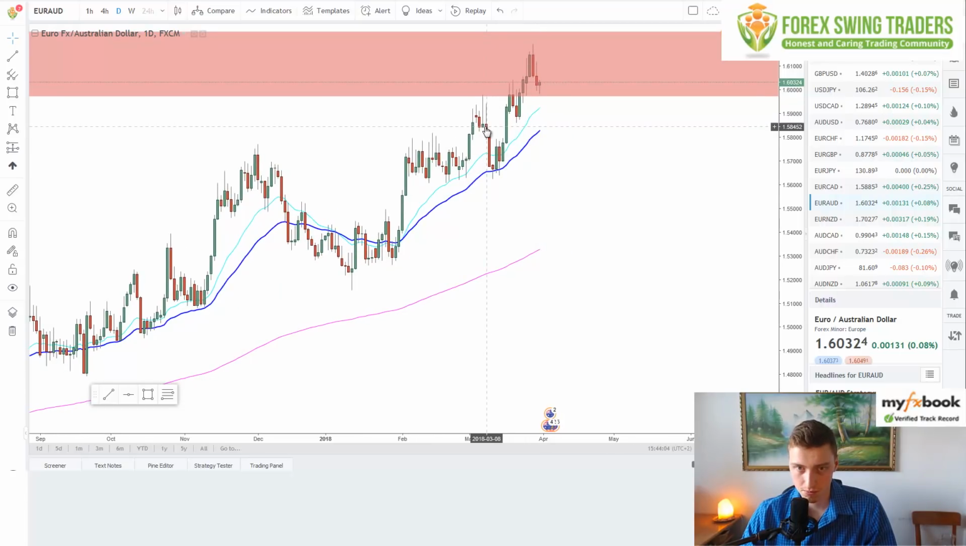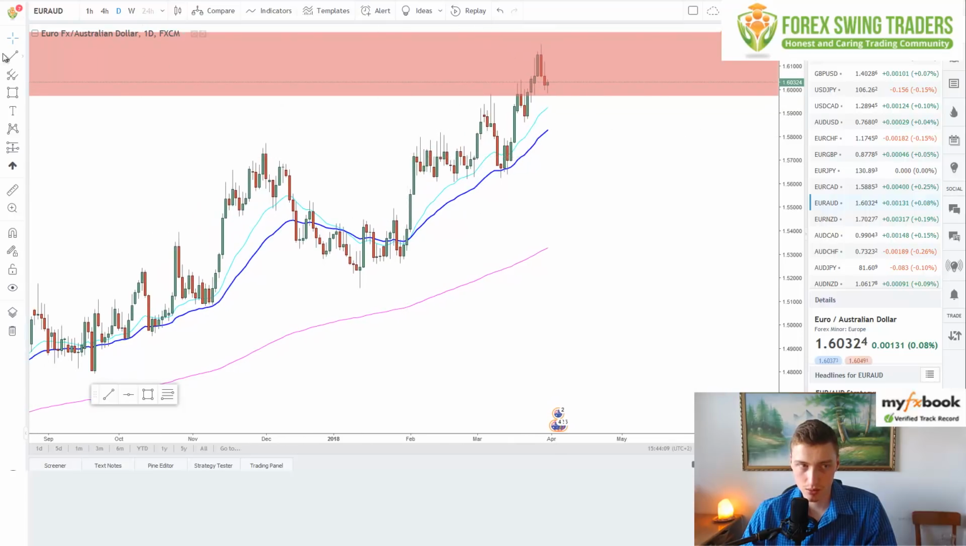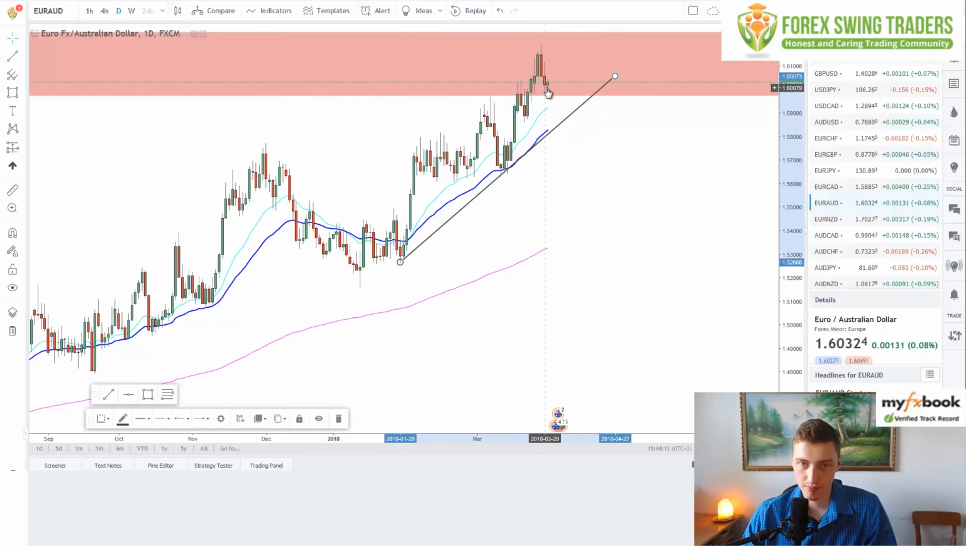All right. So daily time frame, actually I can draw here. Here's a trend line, and I'm simply waiting for price to break this trend line and then find entries to the downside after the break.